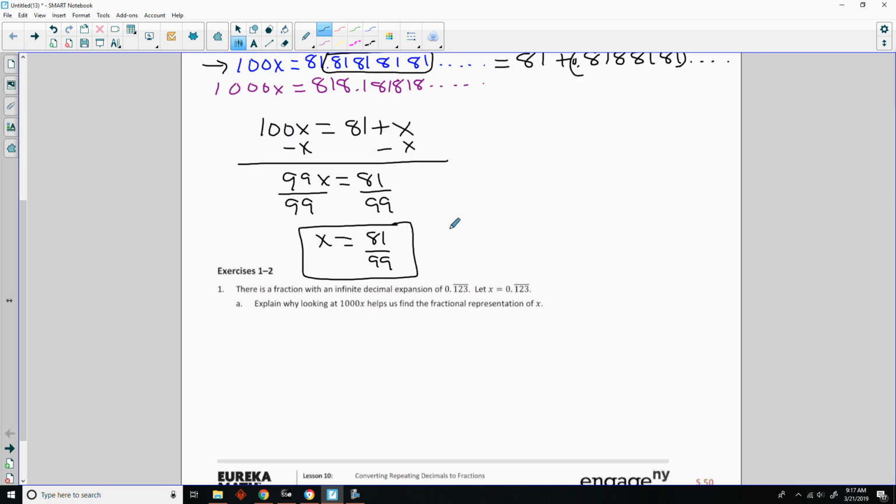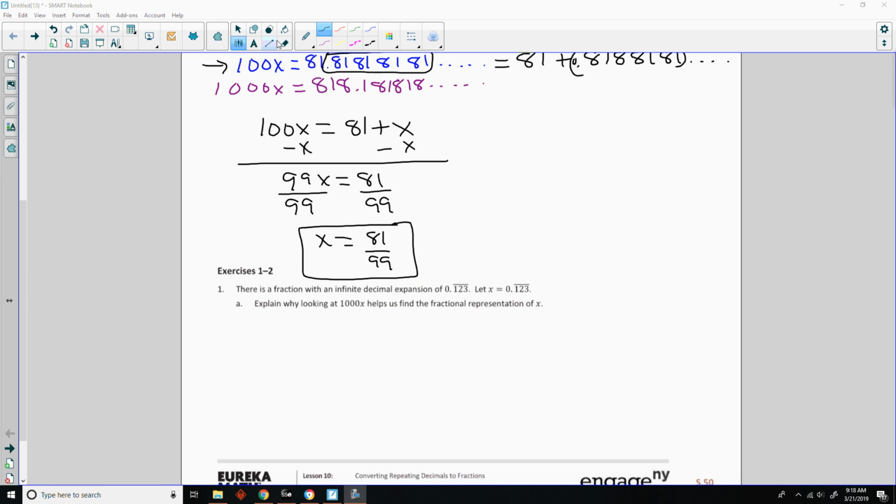Now I mentioned in an earlier lesson that when you divide by 9, the numerator repeats. So if you have a 2-digit repeat, then it would be divided by 99. If it was 3 digits that repeated, you could say that's divided by 999. So there's a pattern.